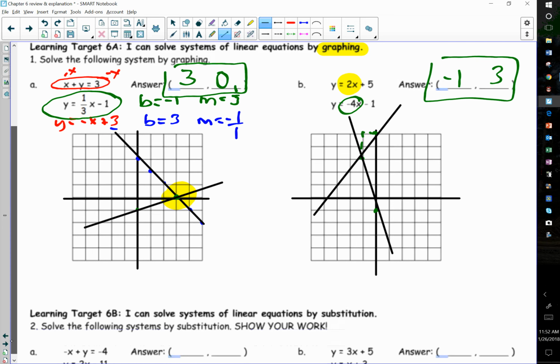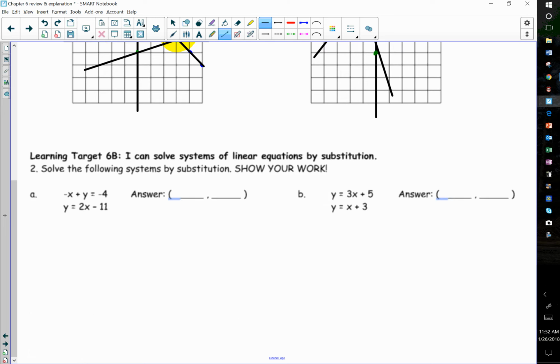Okay, moving on to the next set of problems. In the next set of problems, you're asked to solve the system of linear equations by substitution. Remember, when you substitute, you figure out what one of the variables equals and then replace that variable in the first equation. So for 2a, y equals 2x minus 11. So I'm going to put 2x minus 11 in place of y in the first equation.